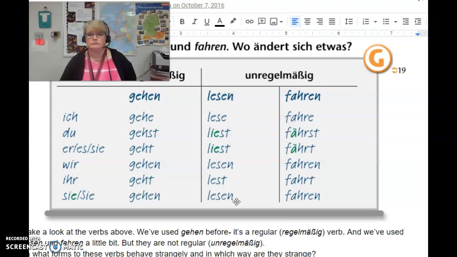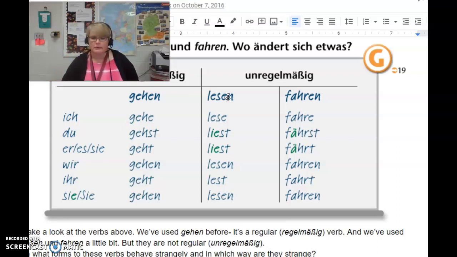Also, that's interesting. What happened? Look right here. The ich form was what we expected. I took the stem of the verb, and then I put an E on the end, lese. But then in the du form and the es form, my stem vowel changed. Remember when we first learned about conjugating verbs, we took that en off and we said les was the stem of our verb. Now we've got these stem vowel changes.